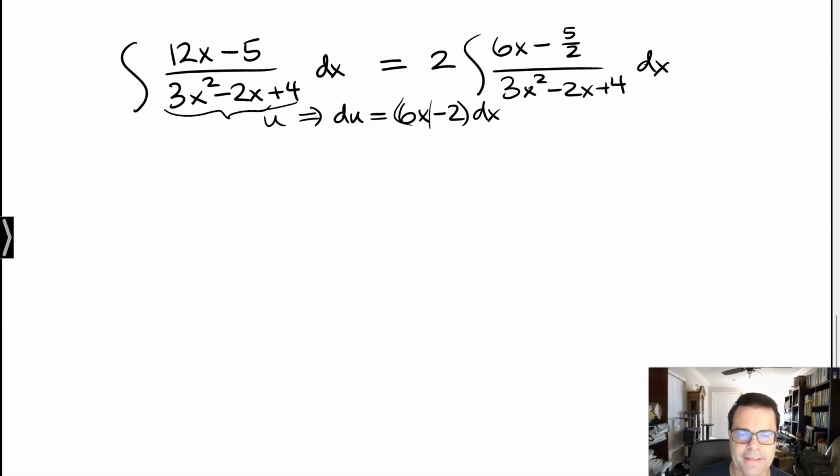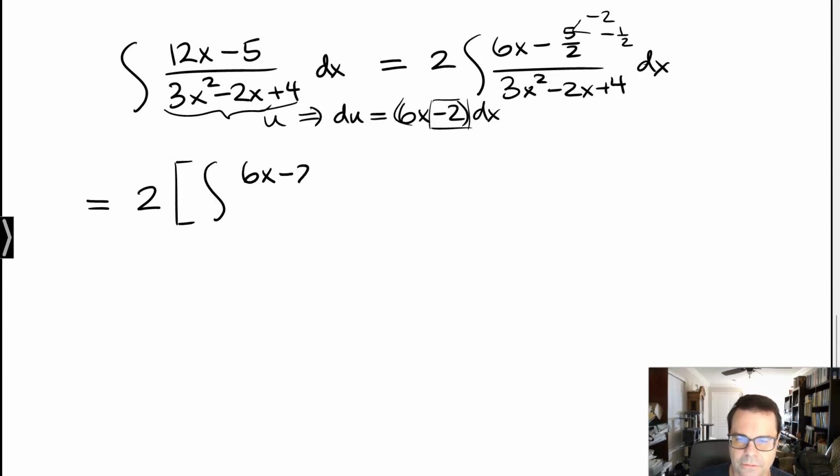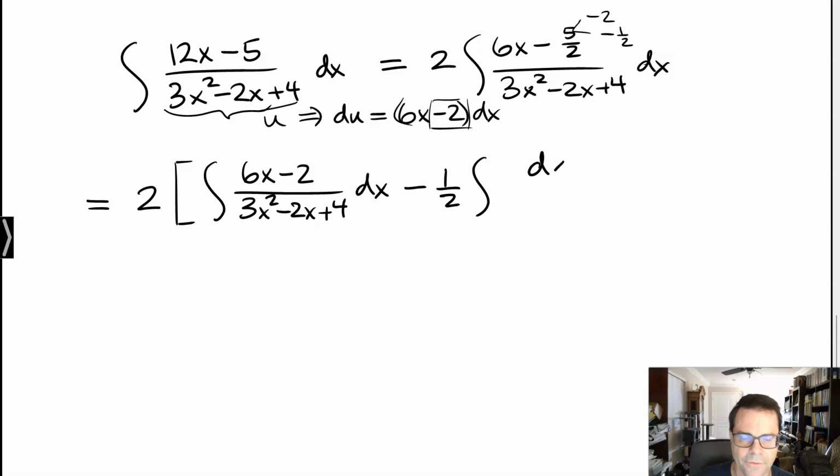Okay, but I need a minus 2. So I'm going to break down the minus 5/2 into minus 2 and minus 1/2, because 5/2 is 2.5. So now I've got 2 times the integral of 6x minus 2 over this quadratic, and then we've got the minus 1/2 times the integral of just the quadratic. And now this last integral here, we can do like that first problem. We can take care of the 3 like we did before.